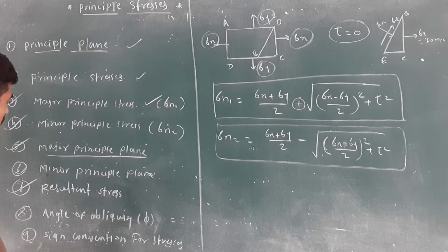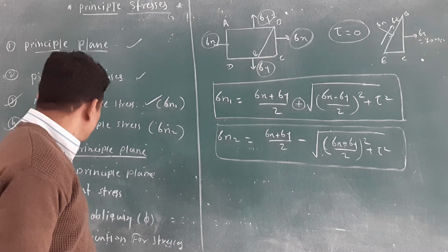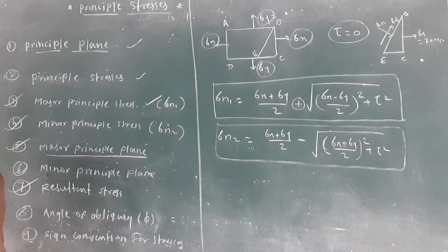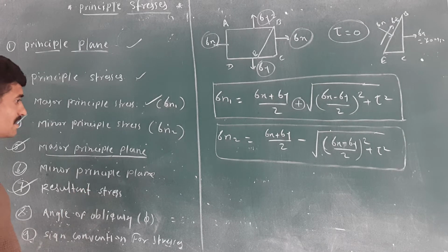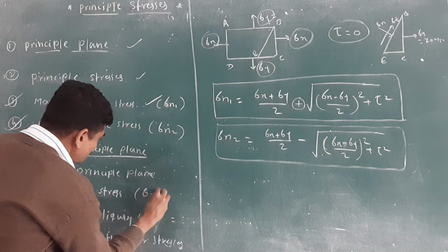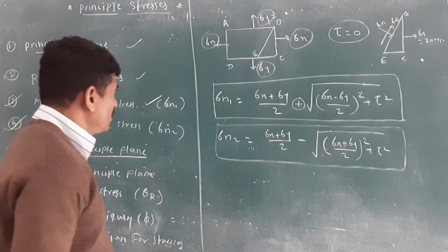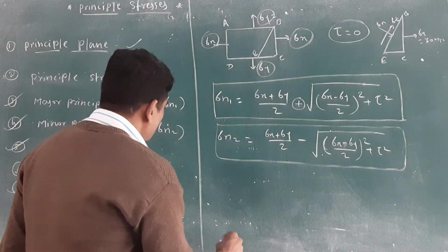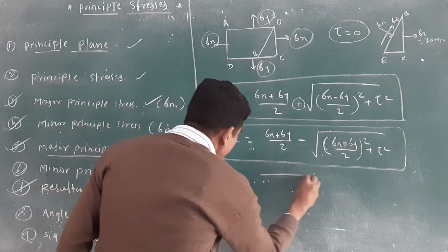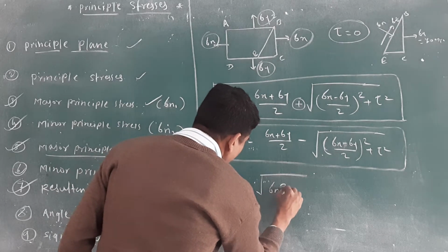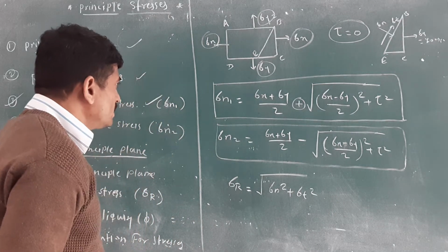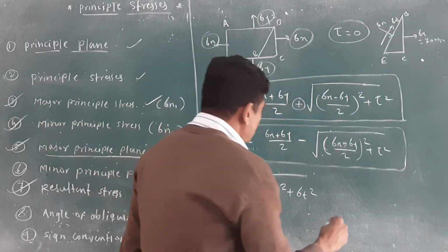Resultant stress. How to calculate the resultant stress? The resultant of normal stress and tangential stress is known as the resultant stress. It is denoted by sigma suffix r. And how to calculate sigma r? Sigma r is equal to root of sigma n square plus sigma t square.